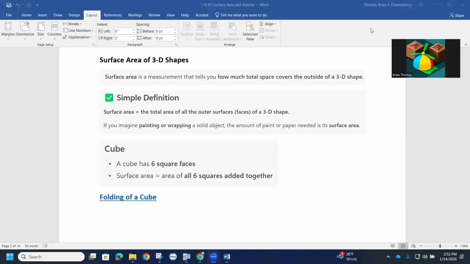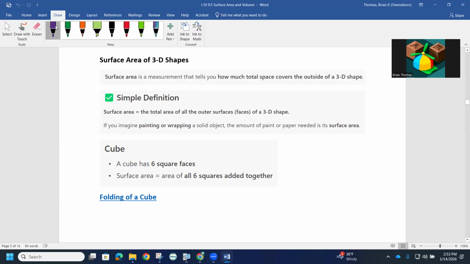Now, surface area is a measurement that tells you how much total space it takes to cover the outside of a 3D shape. So surface area is going to be the total area of all the outer surfaces, which we also call faces, because you remember those surfaces we defined as faces. They're going to take on these different shapes as well.